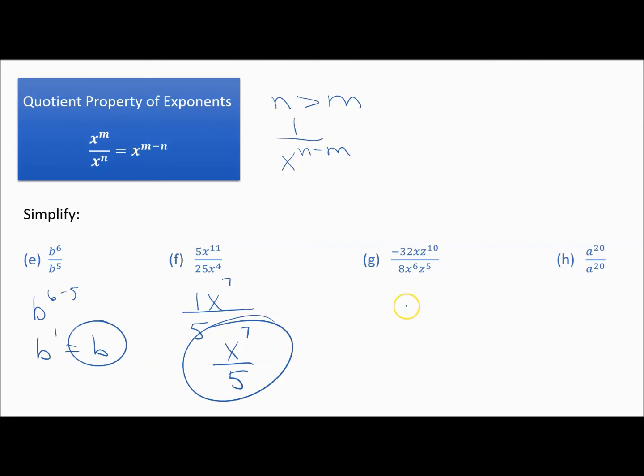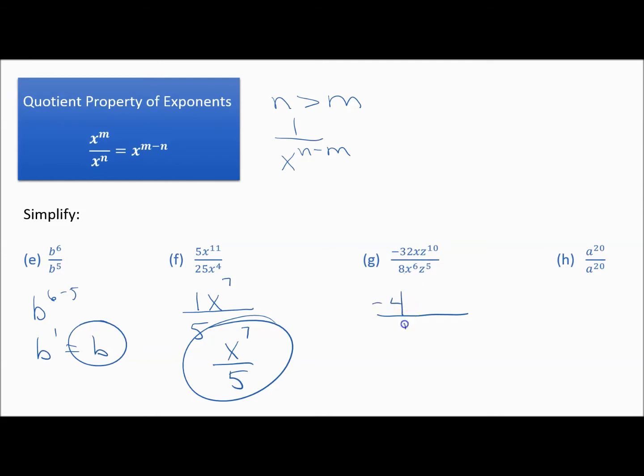Now let's look again. This time we have three different types of factors. We have a constant multiple, negative 32, and an x and a z. So let's think about these things one at a time. Negative 32 over 8. I can divide both negative 32 and 8 by 8. So you know negative 32 divided by 8 is negative 4.